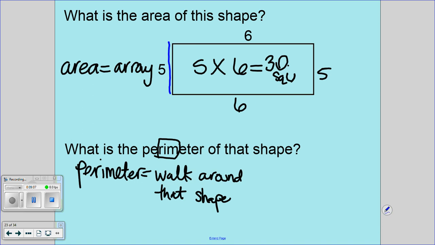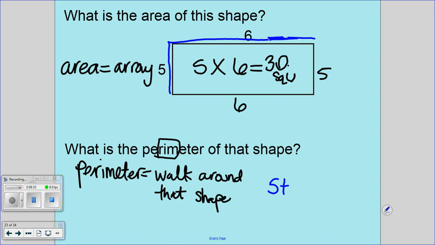Cheyenne? 5. Did I have to draw tiles to know that? No. You have to just imagine that they're there. 5 plus, keep your pencil going around your shape. Now I'm going to go this way.